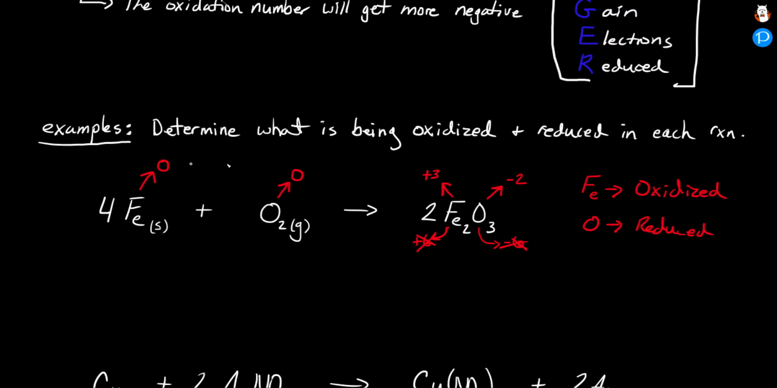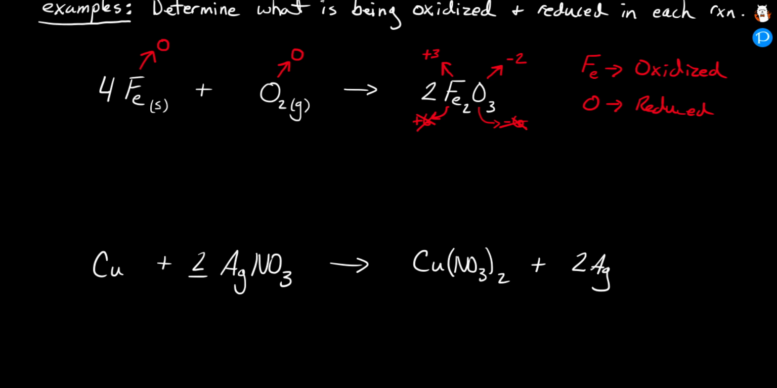You're assigning oxidation numbers to figure out what you have, and then seeing what thing lost electrons, what thing gained electrons, and then you know what is oxidized and what is reduced based on that. So let's try another one.